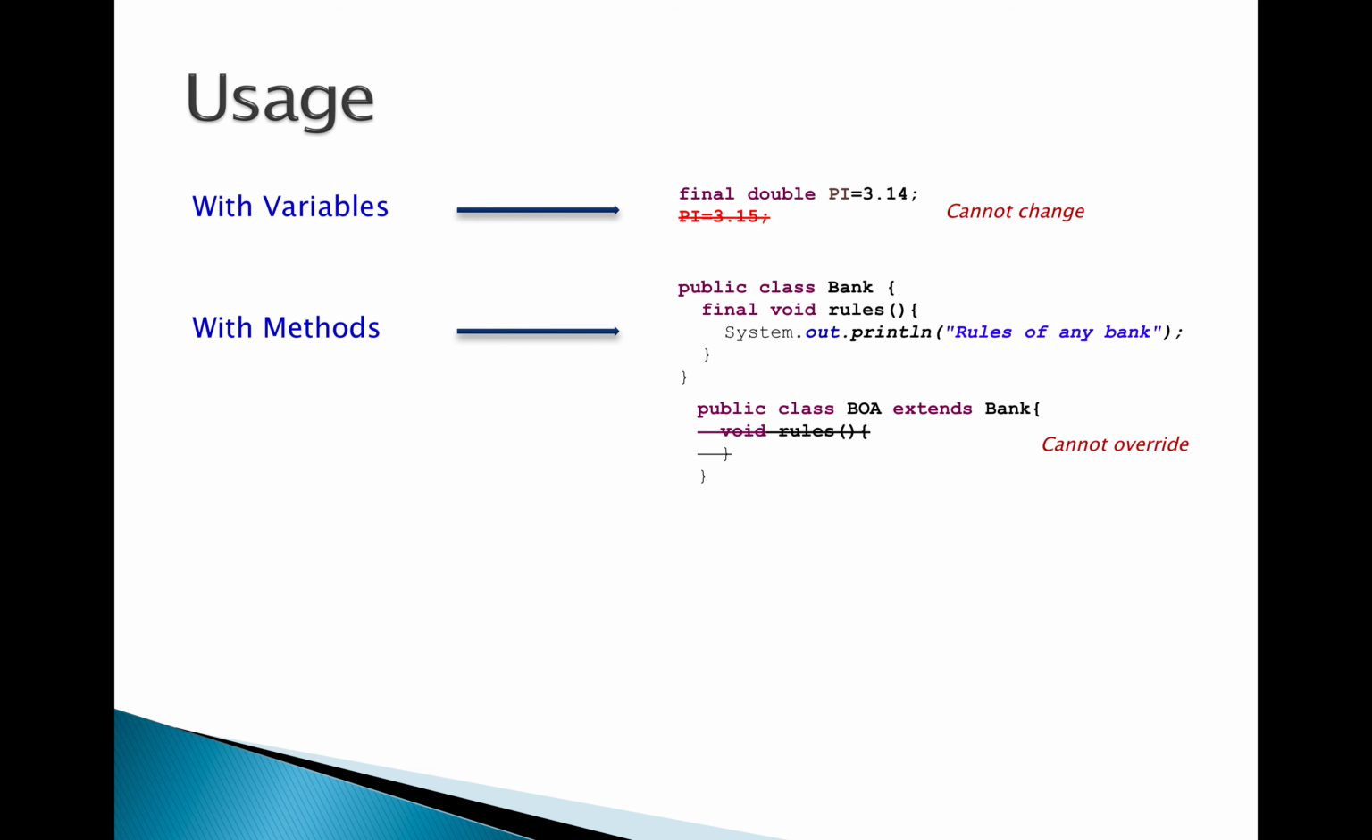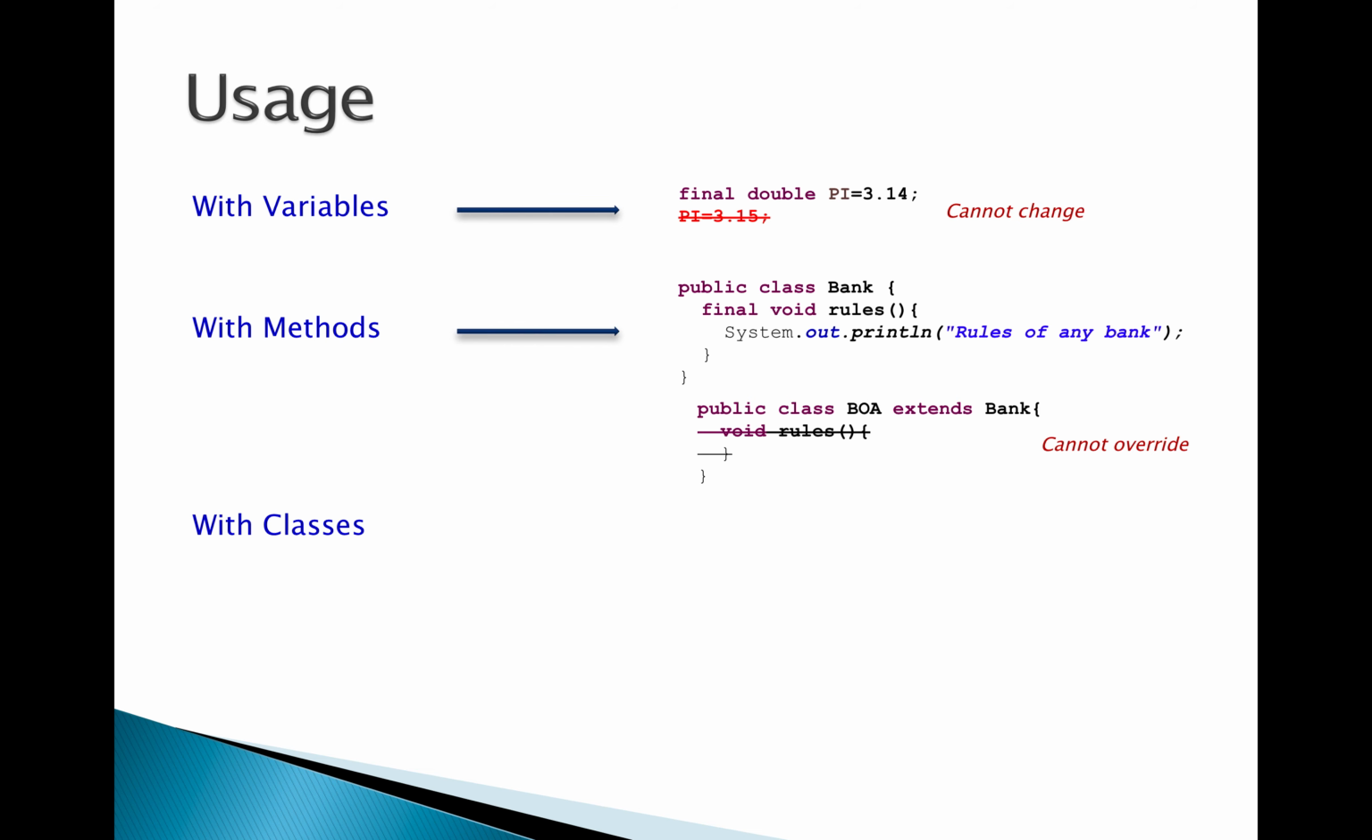See that example, we have a bank class and the bank class has some rules, and I defined that rules method as final. That means this rules method is the final one and you cannot override it. What do you mean by overriding? You are trying to provide a different implementation in the child class. When I say the parent class method is final, you cannot rewrite it or override it in the subclass. So when you have the BOA class extending the bank and you try to override this void rules method, it is going to give you a compilation issue saying that you cannot override this final method.